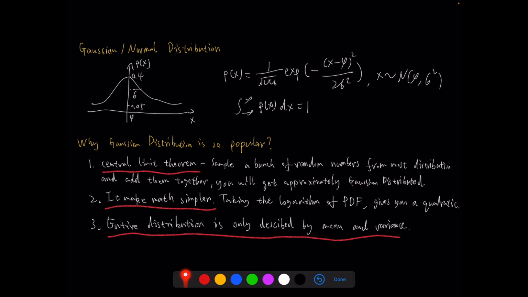So this is why we want to model the process as a Gaussian distribution. Its second advantage is that it makes the math simpler. If we take the log of the PDF, the exponential cancels out, and eventually we get a quadratic. Quadratics make a lot of things easier. You can probably see this in the later examples. The third point is that the distribution is only described by the mean and variance, as I mentioned earlier.